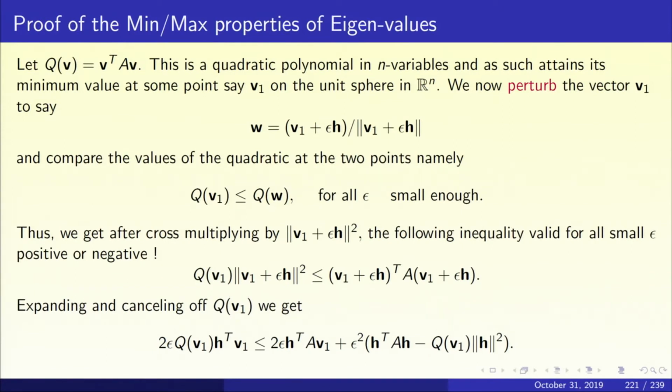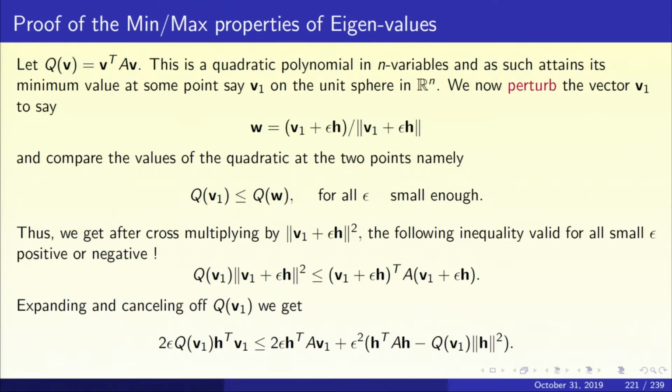Now let us look at the right hand side. The right hand side will also have an epsilon squared term. What will the epsilon squared term on the right hand side be? It is going to be h transpose A h. So these epsilon squared terms have been collected together. What about the epsilon terms appearing on the right hand side? It's going to be epsilon h transpose A V1 plus V1 transpose A epsilon h. So it's epsilon times (h transpose A V1 plus V1 transpose A h).